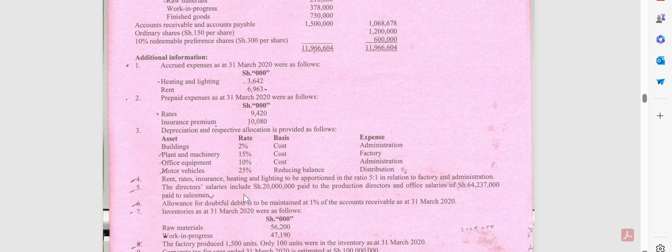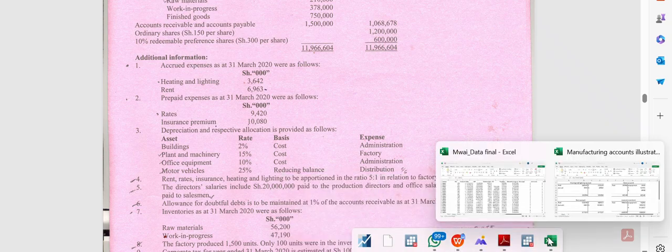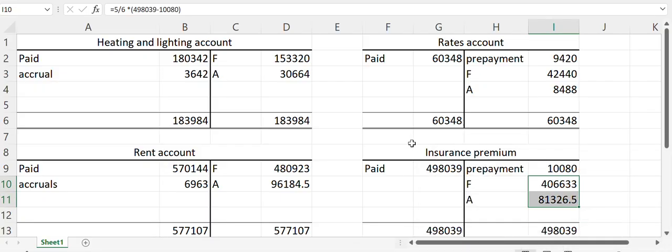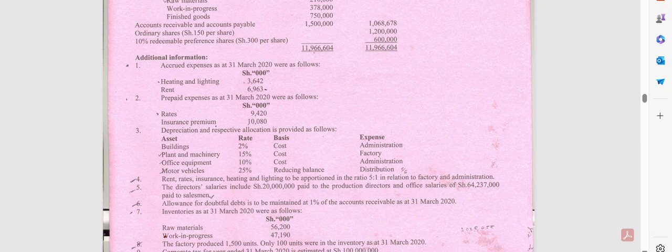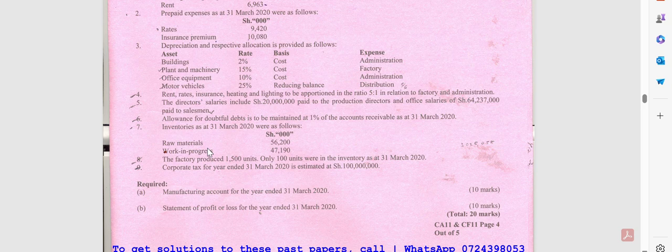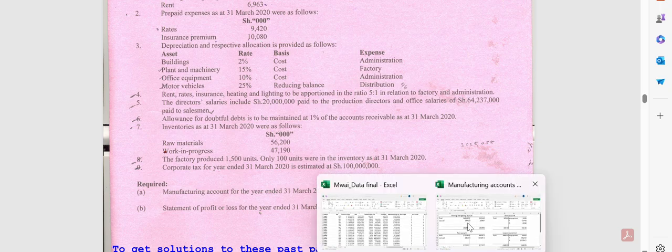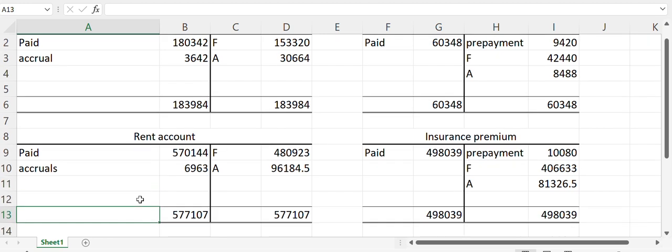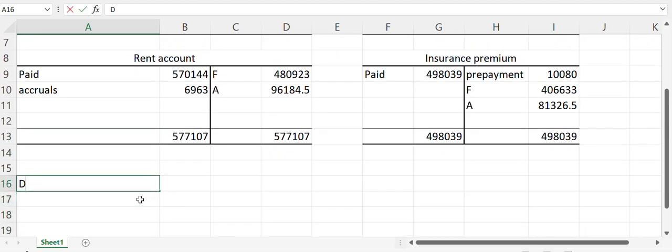So the next thing is, let us see. We are done with all the accounts. Okay. So the next thing is now to proceed with the addition information. So addition information number 3 is about, you can see it's about depreciation. So let us continue now. Depreciation.